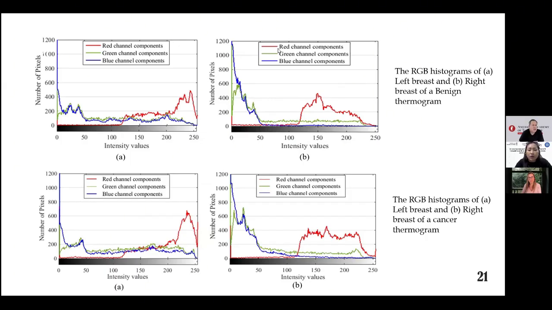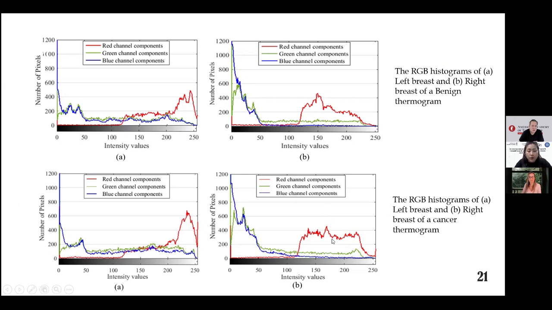The temperature range, or the intensity range, of the red channel in figure A, the first row, is different for the left breast. For the benign case, the left breast's intensity range is totally different from the intensity range of the right breast of the benign tumor.